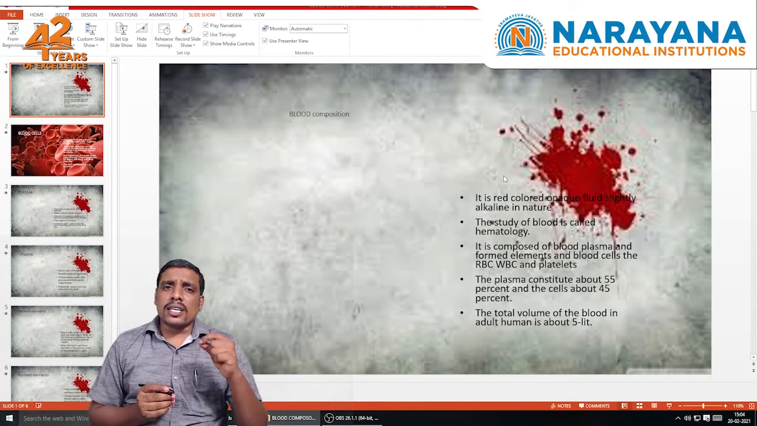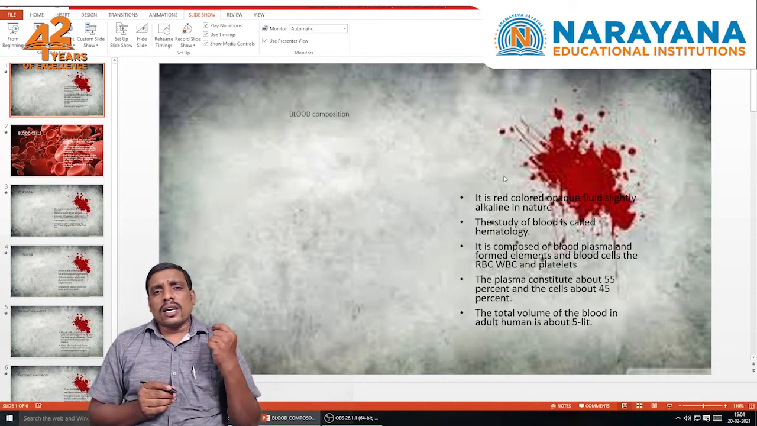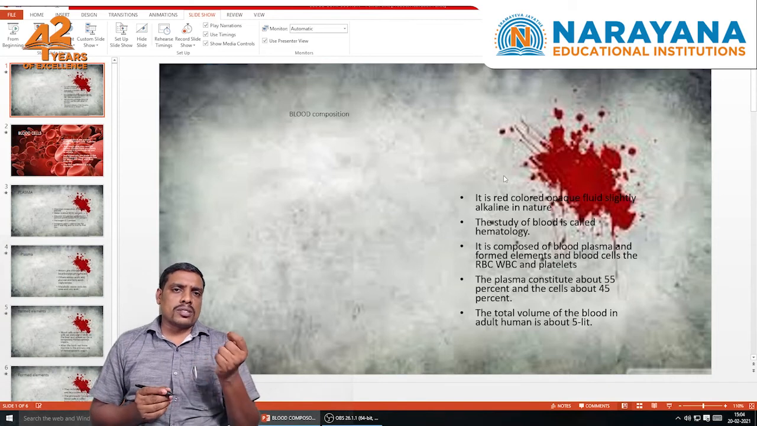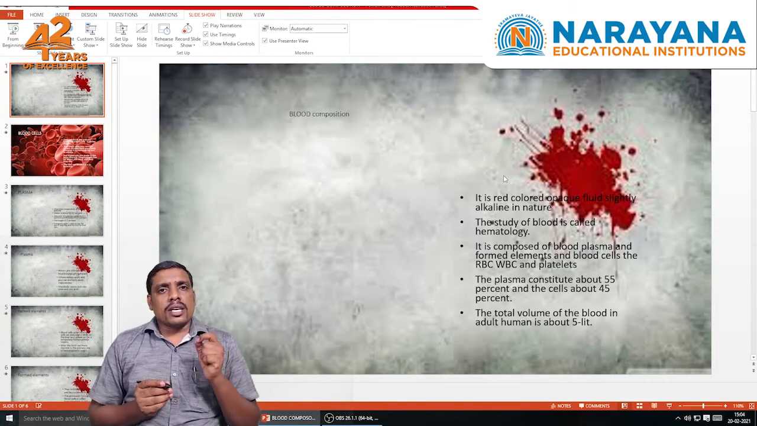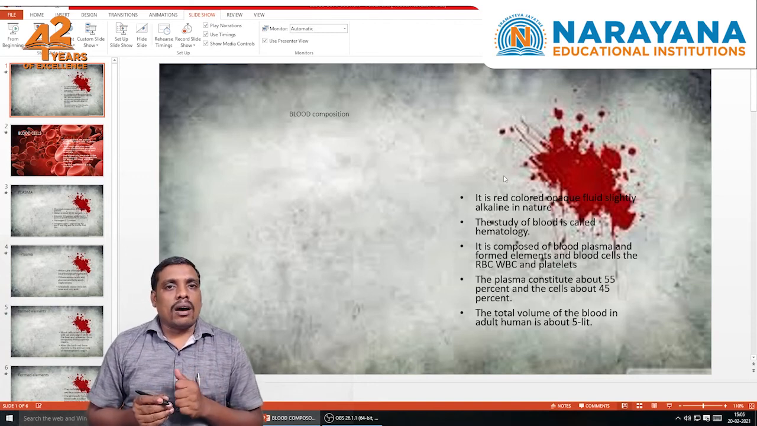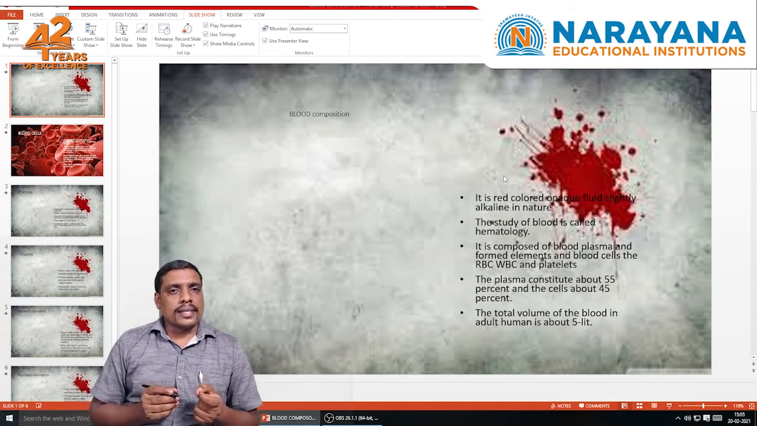Plasma also contains various substances, as we have seen earlier. Fibrinogen and other components are present. Albumins and globulin proteins are also seen. Clear, students? This is the chemical composition of the blood with their data. Cations are also present in the blood. Anions are also present in the blood. What are cations and anions?